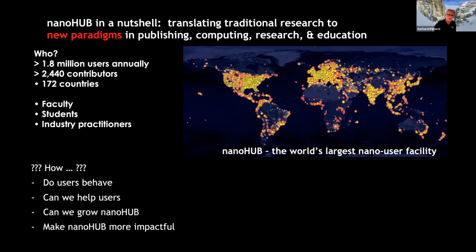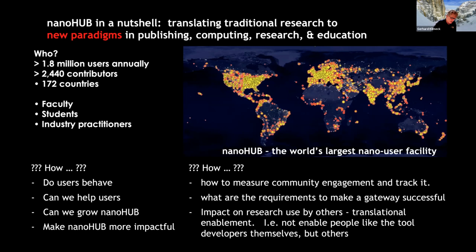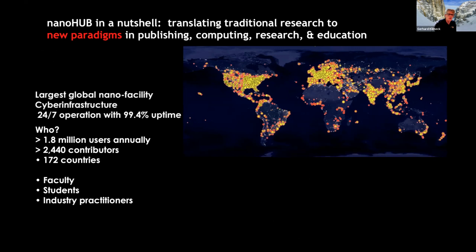In the context of this presentation, I was asked to present something on how to measure community engagement and track it. What are the requirements to make a gateway successful? And how do you measure impact on research by others? So really translational enablement. I'll go down these points in a while. Let me give you a brief overview.